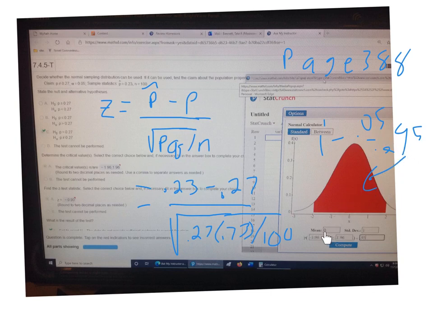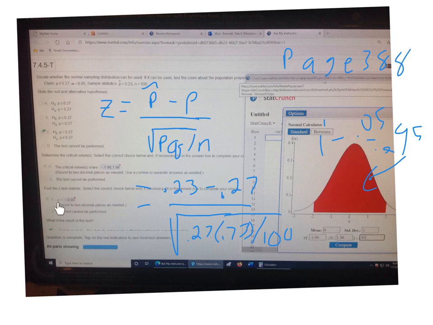So since it's a z-score, you leave the mean and standard deviation as 0 and 1, then you just put in 0.95 here for that area. It'll give you these two z-score critical values. You click compute, there they are for you. So that's how you do it with a two-tailed test.